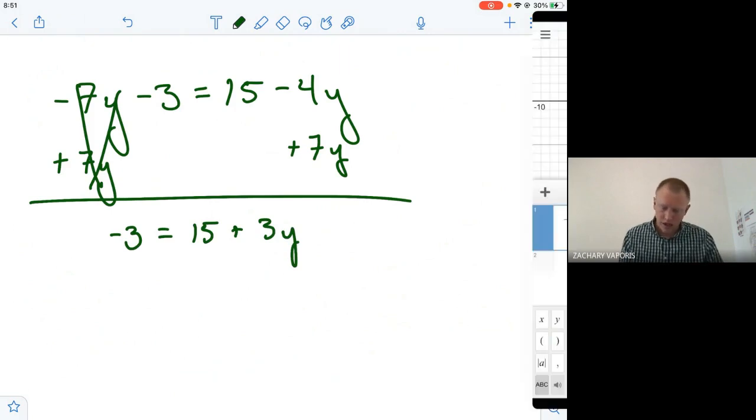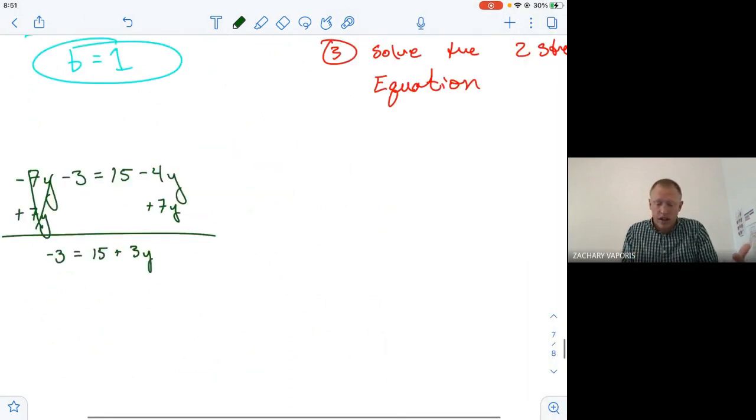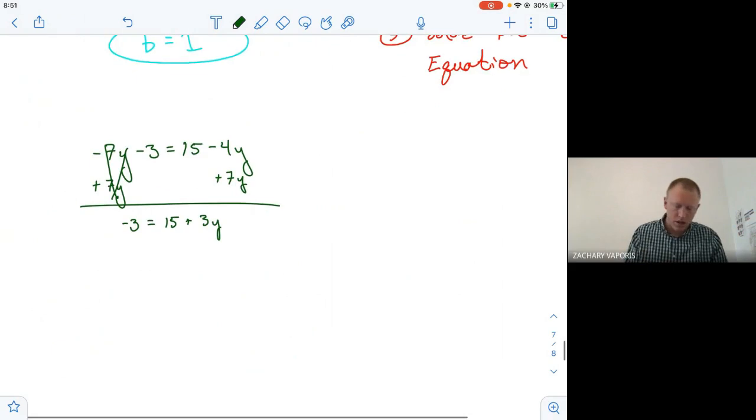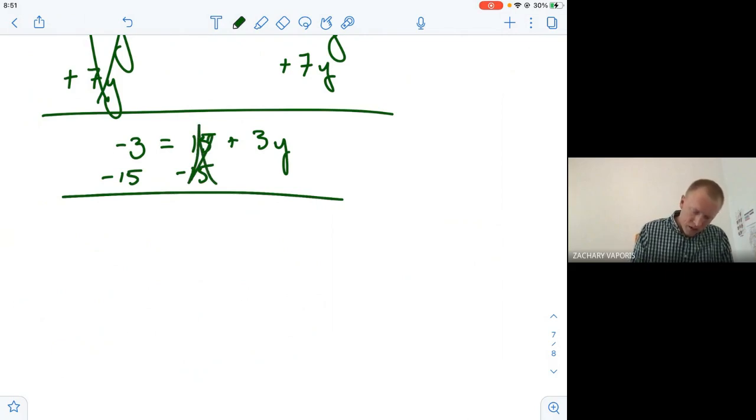Right? So far, so good. Again, if you guys struggle with those negatives, -4 plus 7, right? Boom, there it is. And then we're right there. We're at that final step. Solve the two-step equation. Easy. So we're going to minus the 15, minus the 15. We're going to be equal to, those zero out. -18 is equal to 3y.